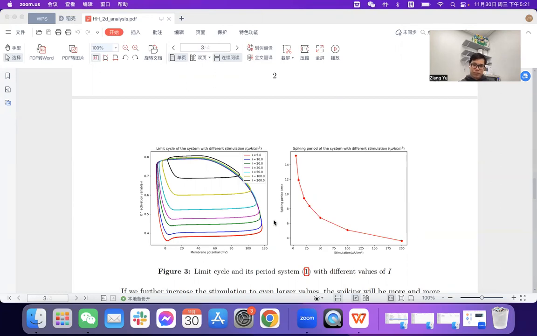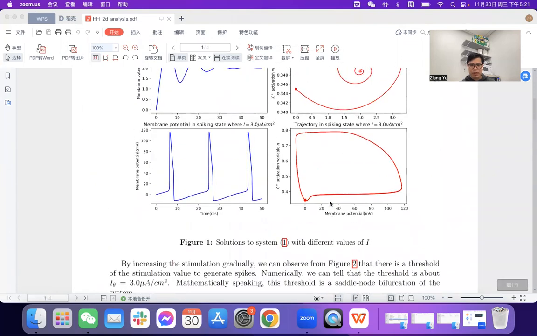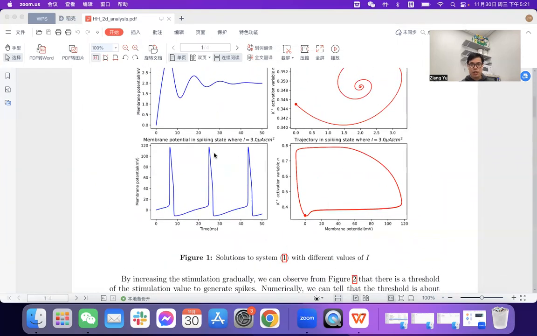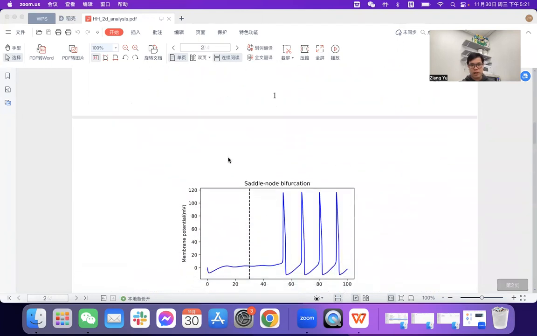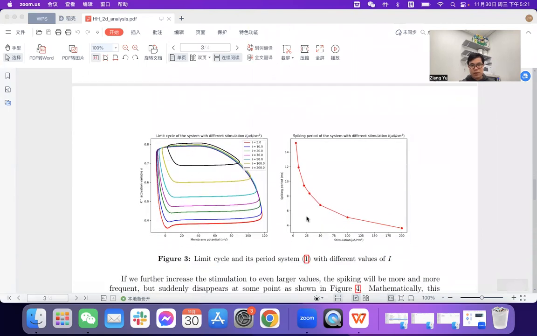Another thing is the period of the limit cycle. The period of the limit cycle is the time interval between each two spikes, so this represents the frequency of the spiking. This result is what I expect, because if you increase the stimulation, then the frequency will increase, and the time interval between each two spikes will become shorter and shorter. This is very intuitive.